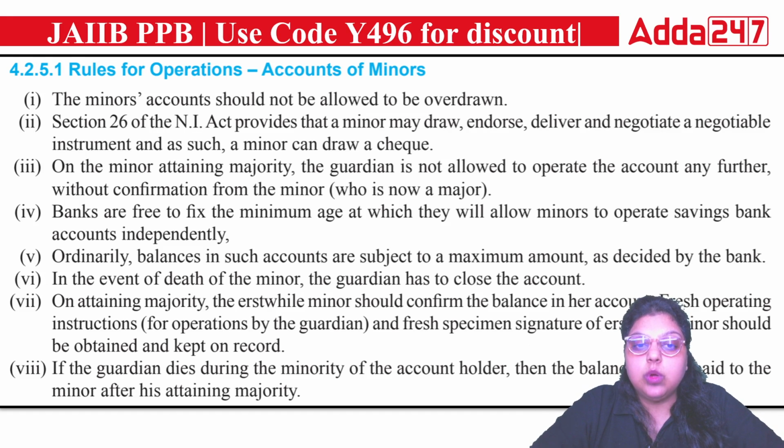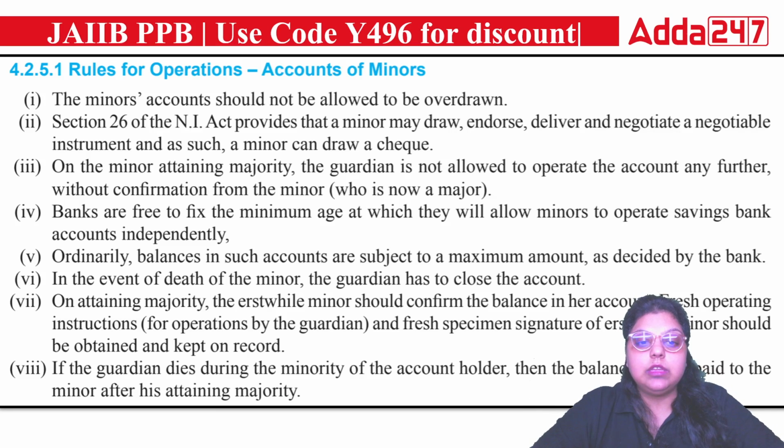First, the minor account should not be allowed to be overdrawn. Section 26 of the NI Act says that a minor may draw, endorse, deliver, negotiate a negotiable instrument. As such, a minor can draw a cheque. Also, on the minor attaining majority, the guardian is not allowed to operate the account any further without confirmation from the minor who has now become a major. Also, banks are free to fix the minimum age at which the bank allows the minor to operate the savings bank account independently, and that age right now is 10 years and above. Apart from that, ordinarily the balance in such accounts is subject to a maximum amount as decided by the bank.